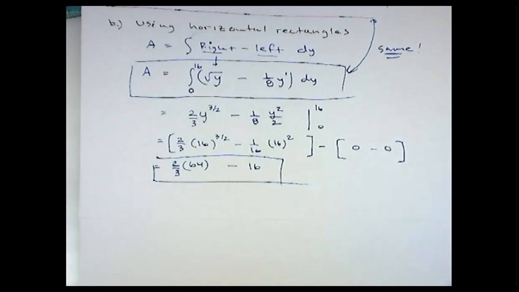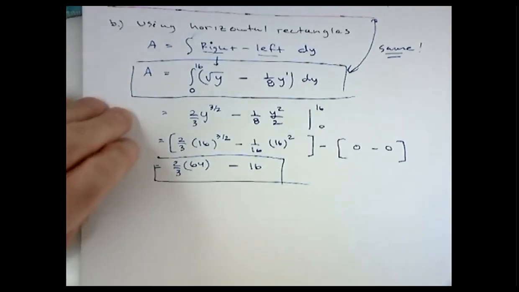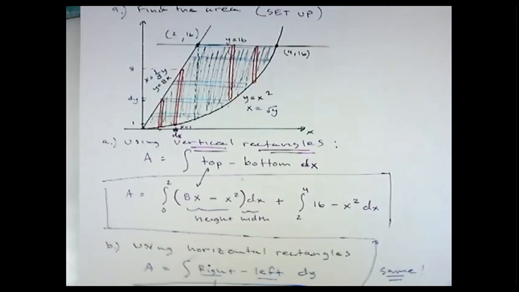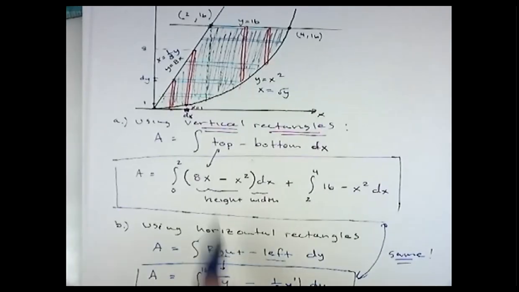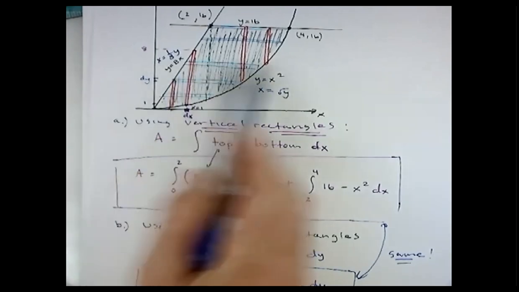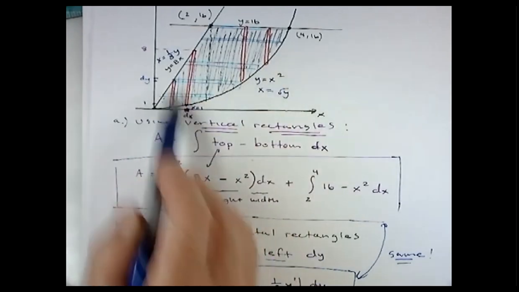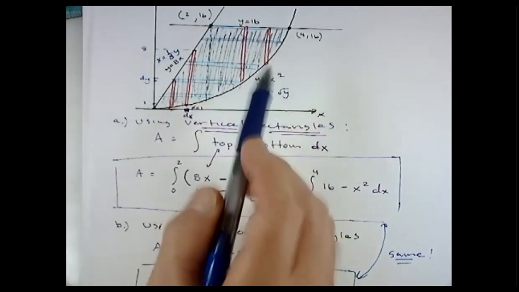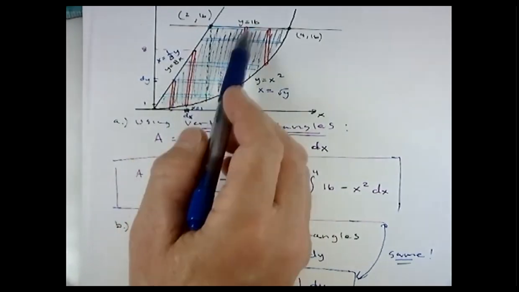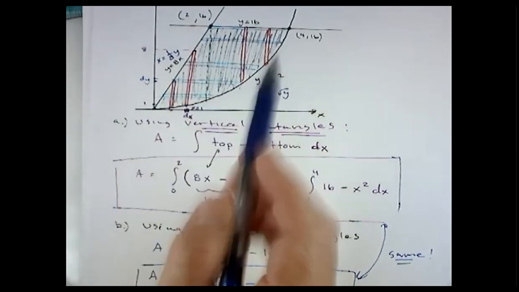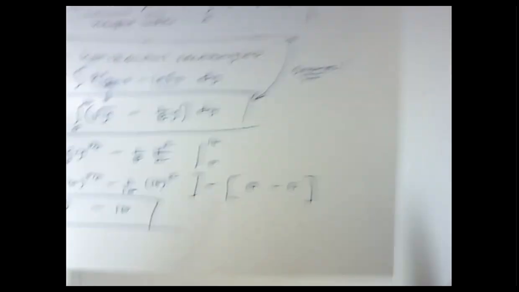Now you saw my reasoning for going with horizontal rectangles as the more efficient way, because I was always bounded by the same, right? The best option here was because my right and left function were the same throughout the area. That would have been more efficient because vertically my top function changes. So that's why horizontal, I think, would be the best choice here.